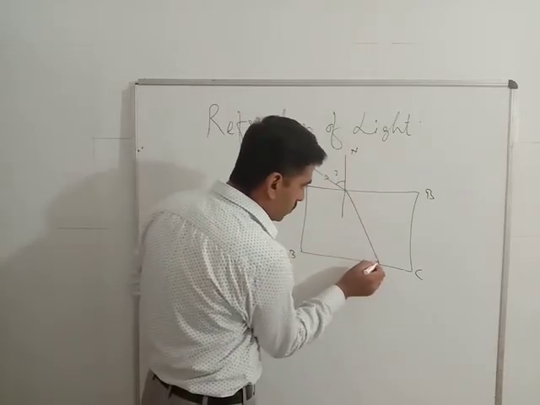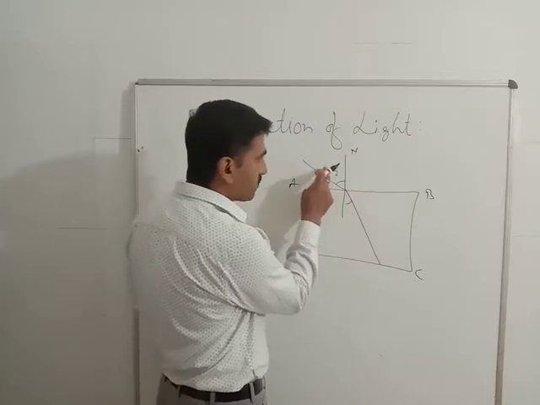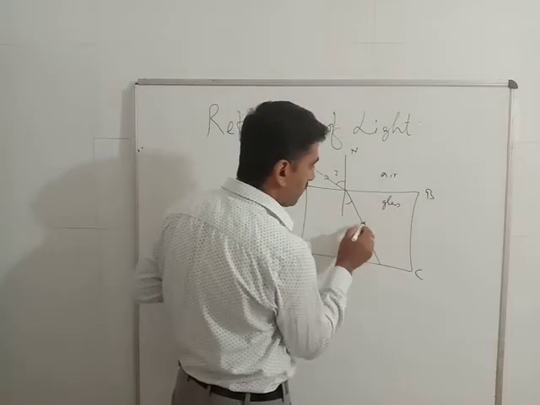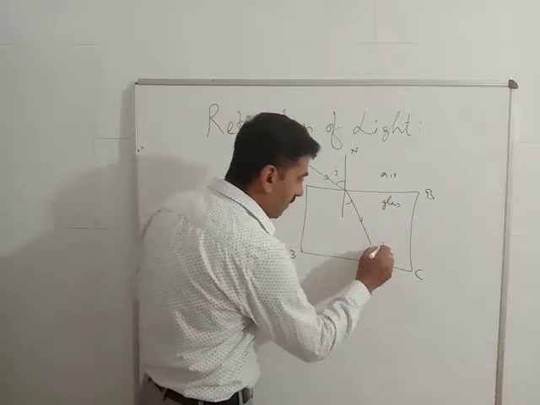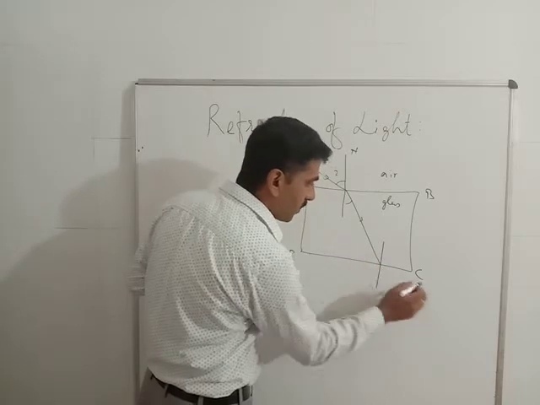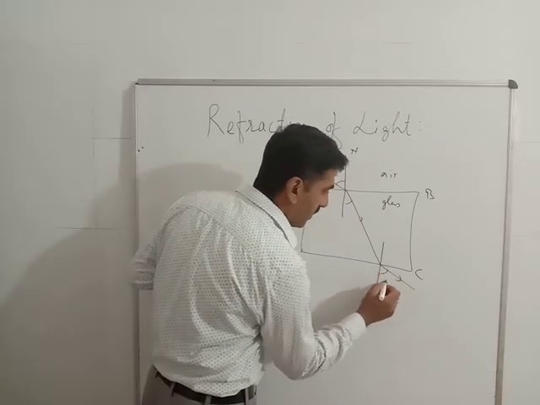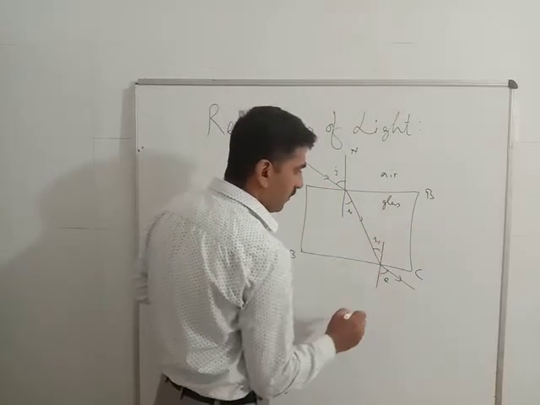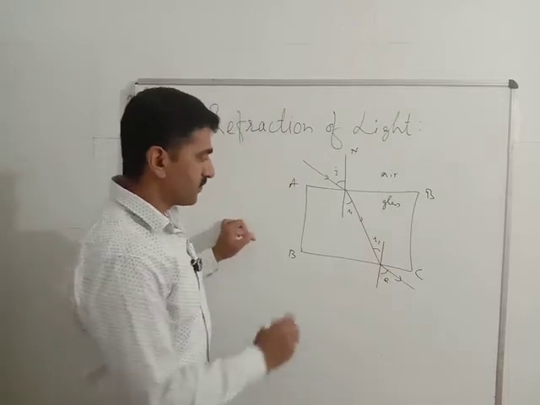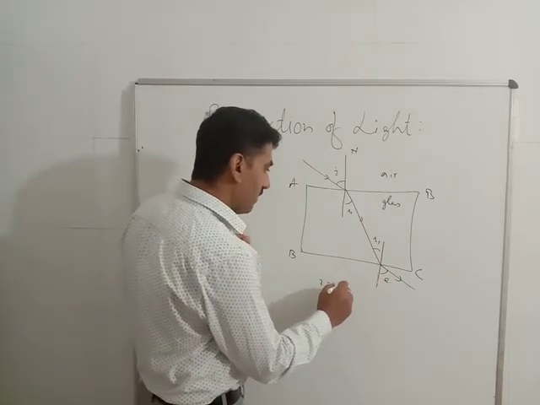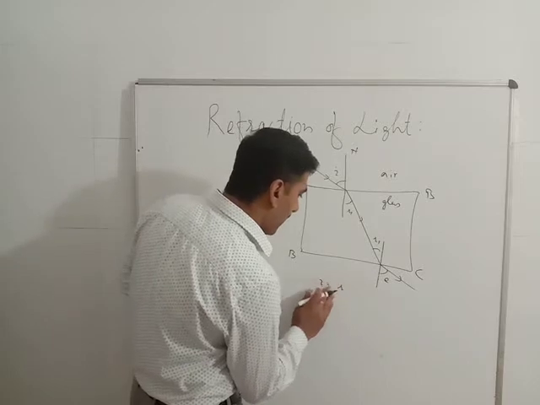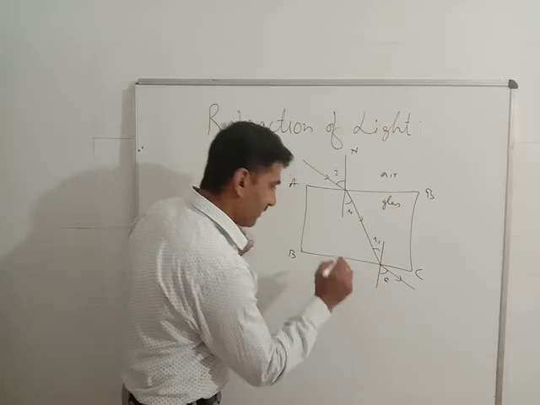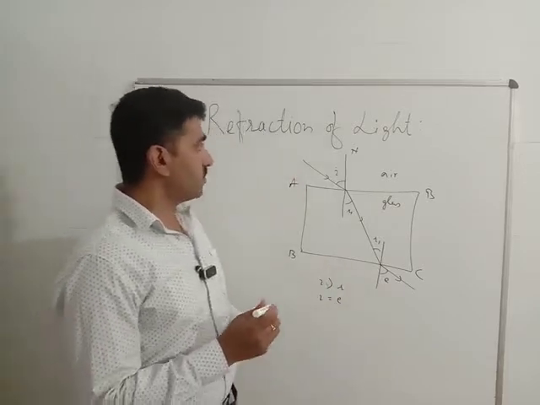It is always bending toward the normal when a ray of light is passing from rarer to denser. Rarer is your air and this is your glass. So light will bend toward the normal. And when light is passing from denser to rarer, it will bend away from the normal. This is called angle of incidence. This is angle of refraction. So this is also angle of refraction and this is called angle of emergence. Angle i is always greater than angle r, and angle i is equal to angle e. Okay, so like this you have to remember.